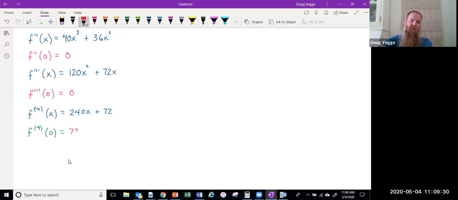So that means that for my new function, my approximation, I better have the same exact function value, first derivative, second derivative, third derivative, fourth derivative. Let's see if we can continue. Okay, fifth derivative. So the fifth derivative at x is equal to 240. And so we just need to notice that our fifth derivative at 0 is equal to 240.